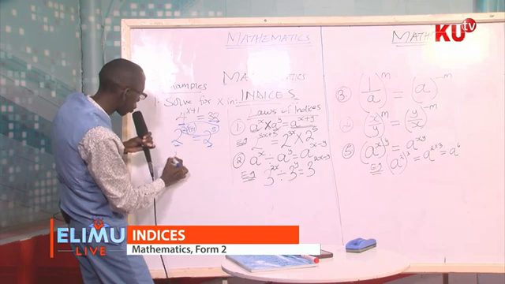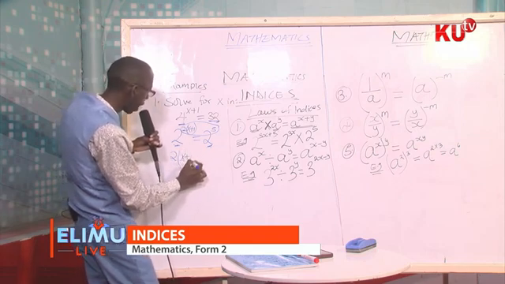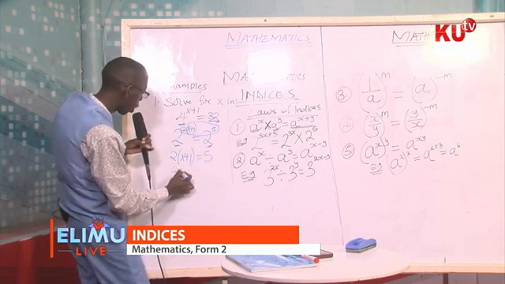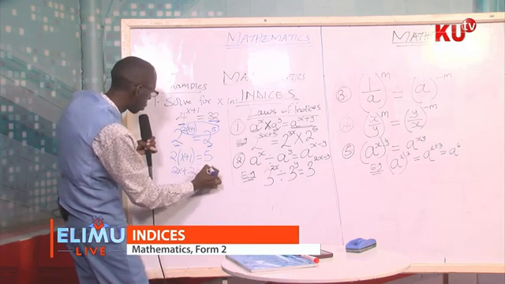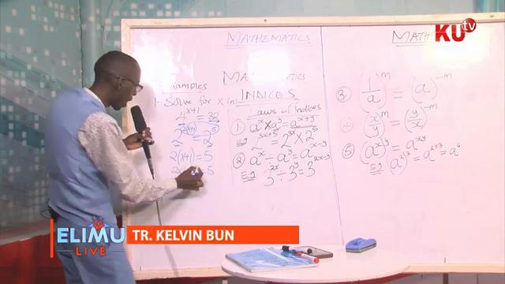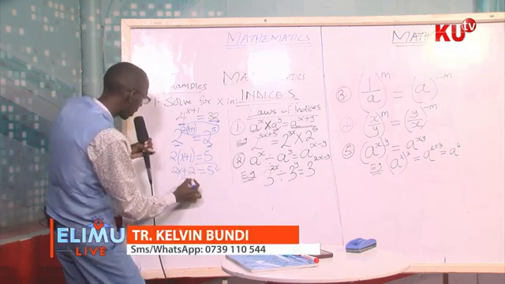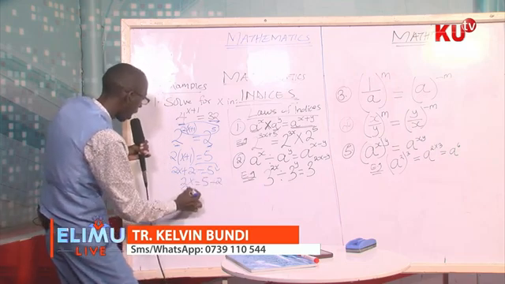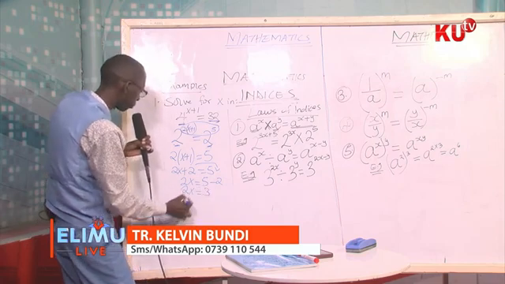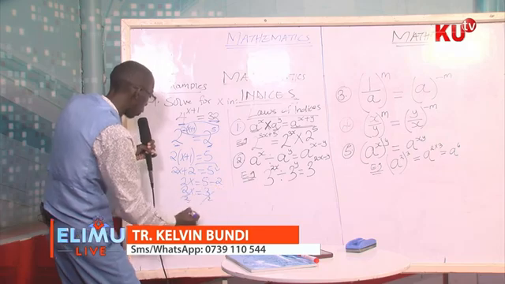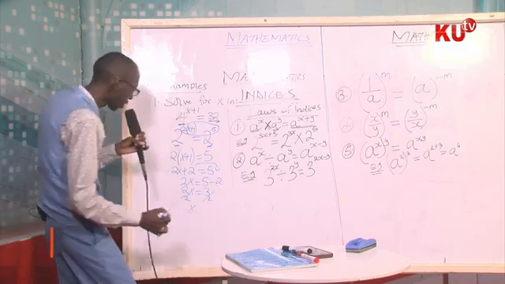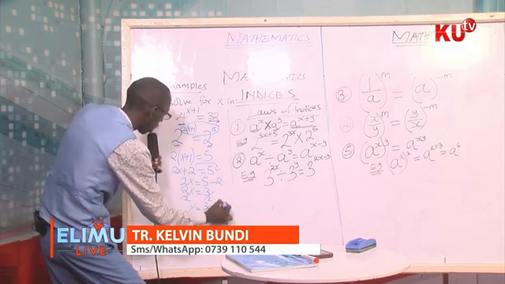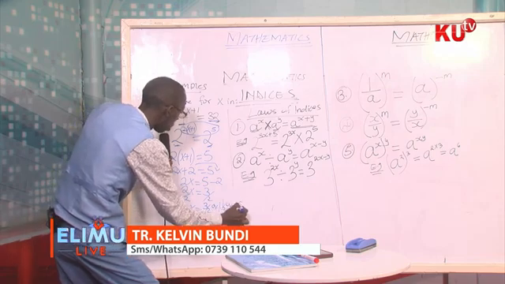So we'll have 2 into bracket x plus 1 is equal to 5. Open the bracket. 2x plus 2 is equal to 5. Take 2 to the other side. 2x is equal to 5 minus 2. 2x is equal to 3. Divide both sides by 2 and the value of x is equal to 3 over 2 or 1.5.